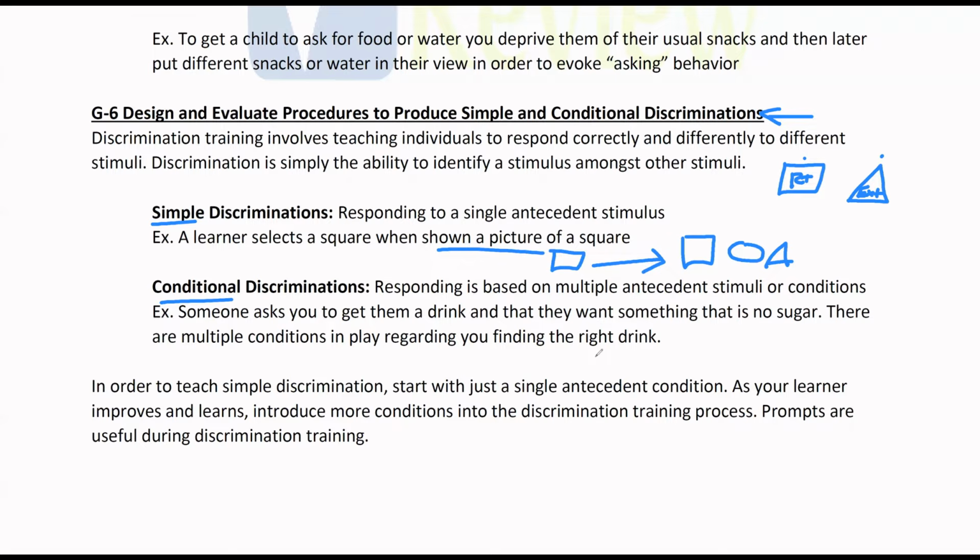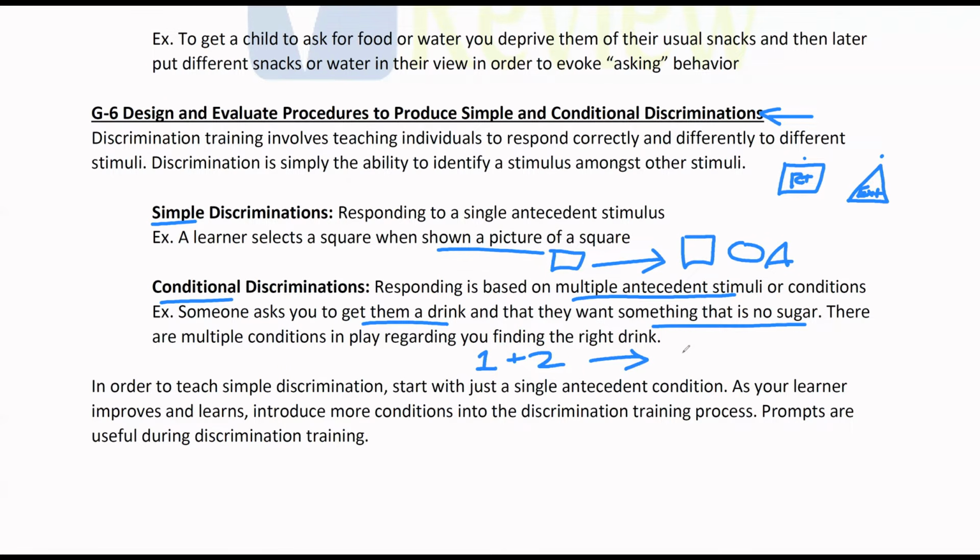With conditional discrimination, you're responding based on multiple antecedent stimuli. So if someone says, get them a drink, you might just go to the fridge and grab a drink. That's very simple. But they also say, I want one that has no sugar. So our antecedents now are get them the drink, which is our first antecedent, and then I want something that has no sugar. So now what do you have to do?